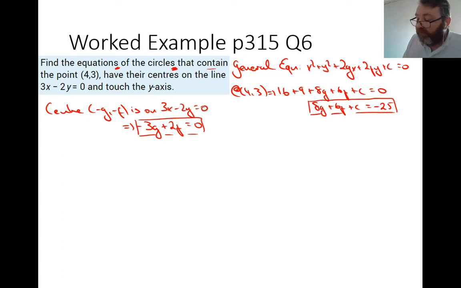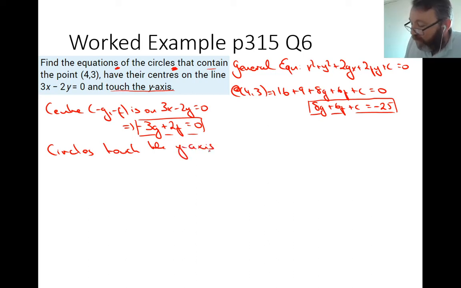And where's the last one? They touch the y-axis. Now we had this already in the previous slide, or 2 slides back. If a circle touches the y-axis, then c equals f squared. You've got to remember that. That's the little hint about how to use the axes in all of this. So circles touch the y-axis. And if they touch the y-axis, another way to say that is that the y-axis is a tangent to these particular circles.